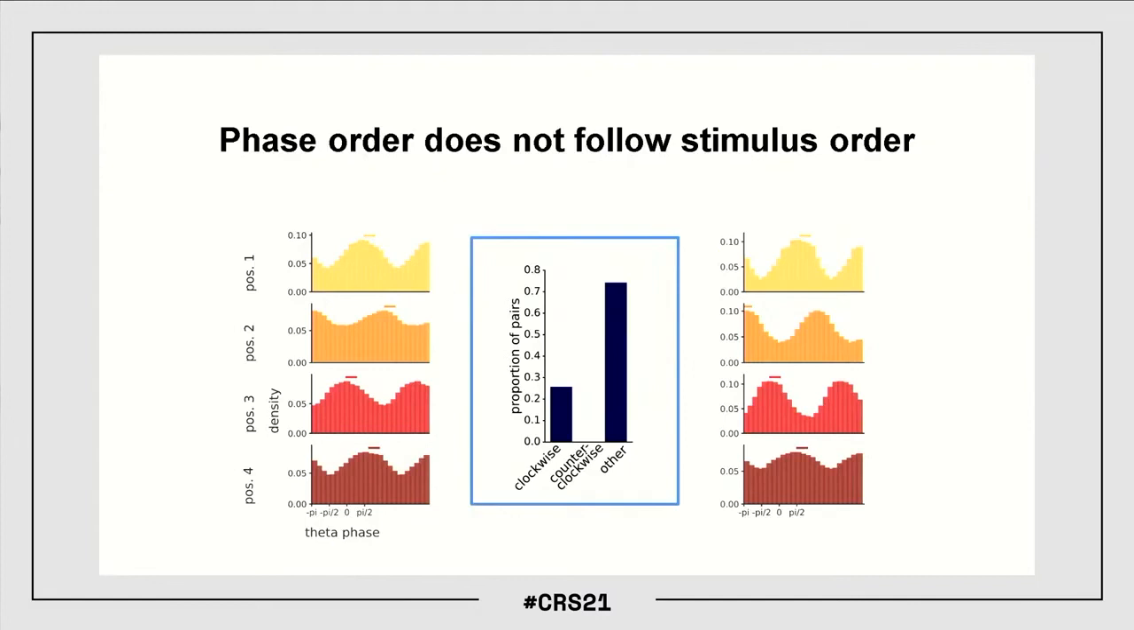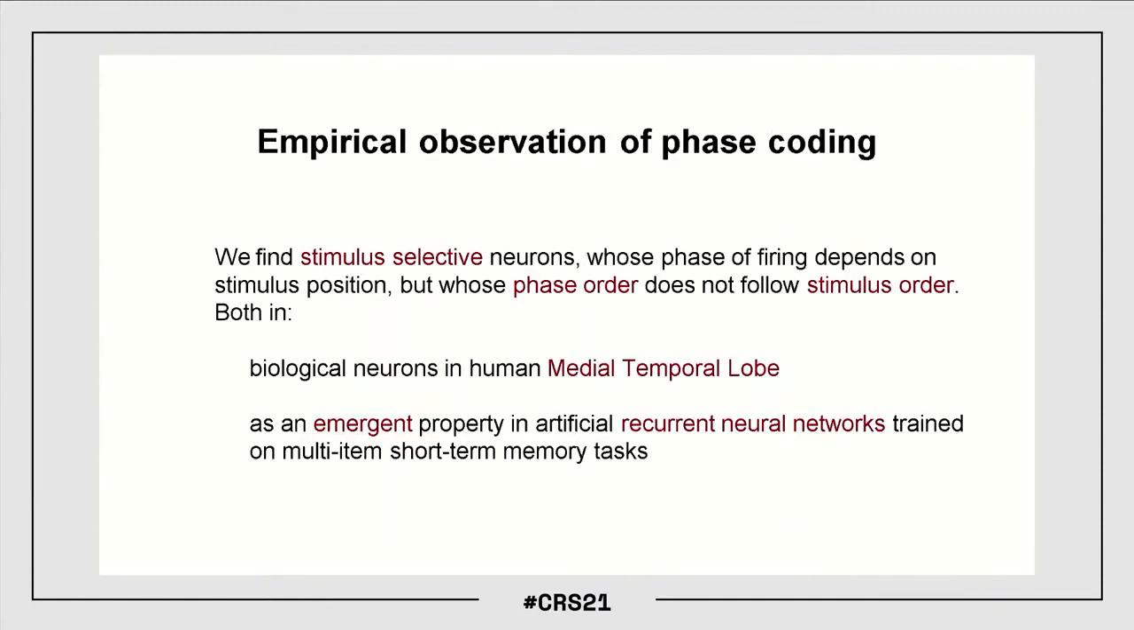Again, we can count how often the stimulus order does not map on the phase order, and this is the case for most neurons, also in the RNN. So as a quick recap, we find stimulus-selective neurons whose phase of firing depends on stimulus position, but the phase order does not map entirely on the stimulus order as we would expect based on Lisman and Idiart's model. And we found this both in biological units in the human medial temporal lobe, as well as in our artificial recurrent neural network.